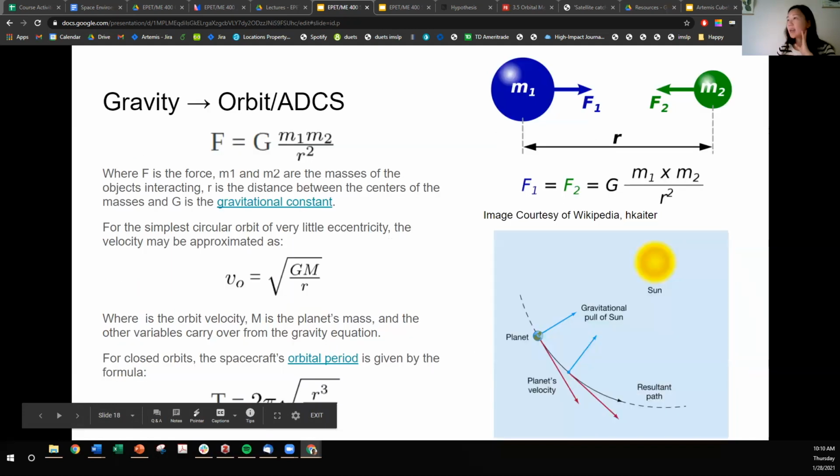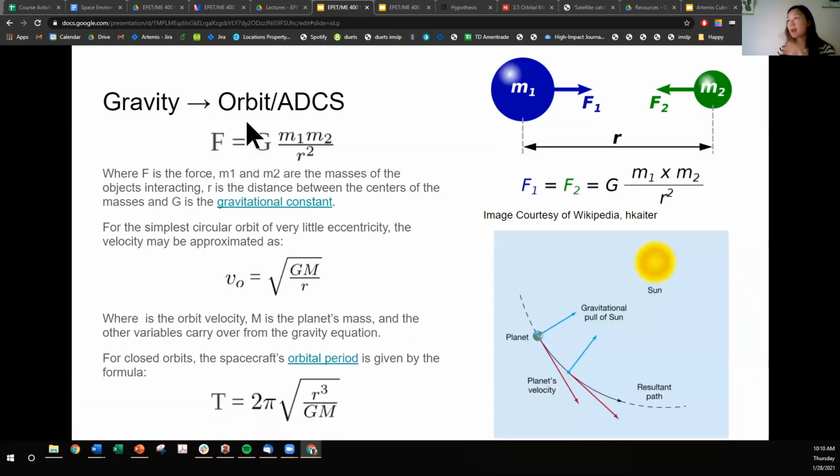Oh, and just to go back, gravity affects the orbit that you're going to fly in, and it could also affect your attitude control system. There are things called gravity booms that you can take advantage of this phenomenon.